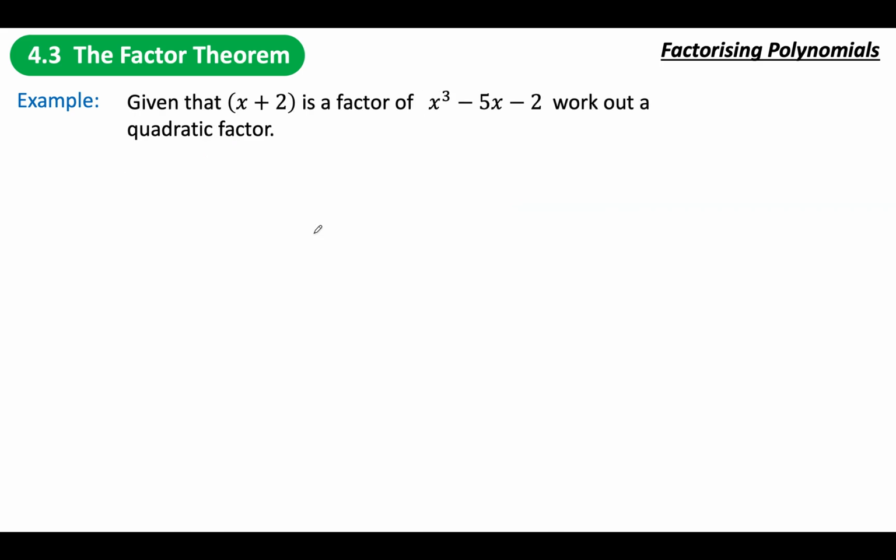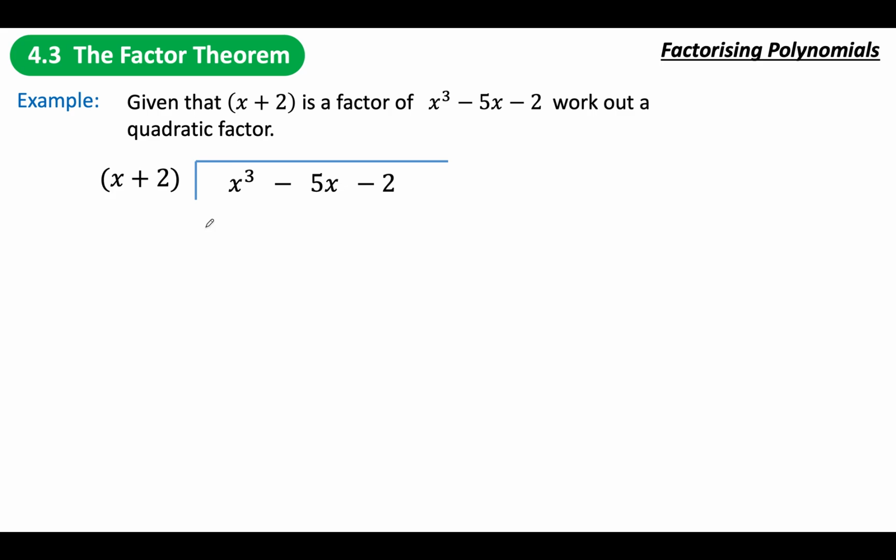What's the next one? Oh, okay. So this is the same kind of question. Given that x plus 2 is a factor, so we know it divides it, work out a quadratic factor. What they mean is divide it by x plus 2 and see what the quadratic thing is that's left.